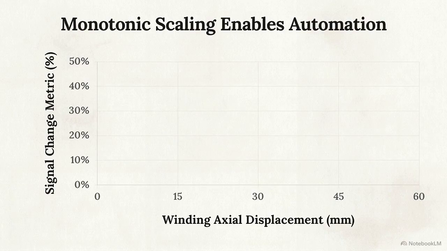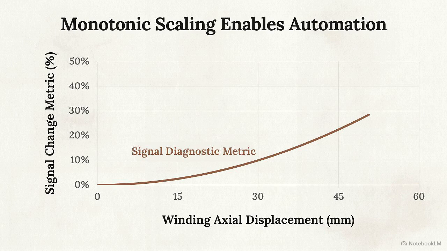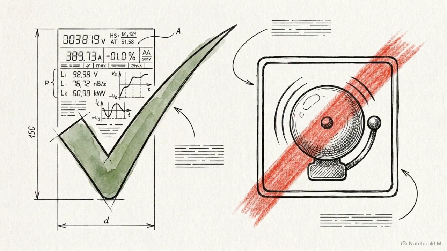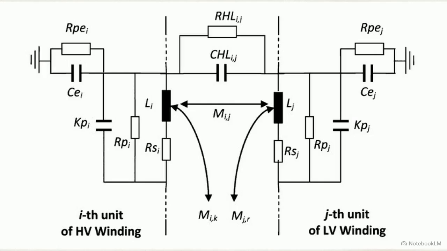To automate this diagnosis, the algorithm requires a signal metric that scales monotonically with the severity of the fault. It must avoid false positives and prevent severity miscalculations. This is the RLC circuit diagram showing the equivalent mathematical model of a healthy transformer, detailing the connection between high voltage and low voltage windings.